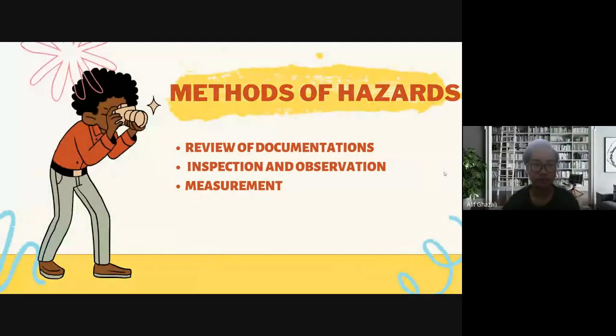Go to the methodology. The methods of hazard identification: first is reviewing our documentation, second is inspection and observation, and lastly measurement. Next slide.